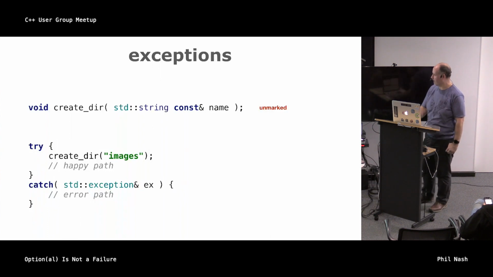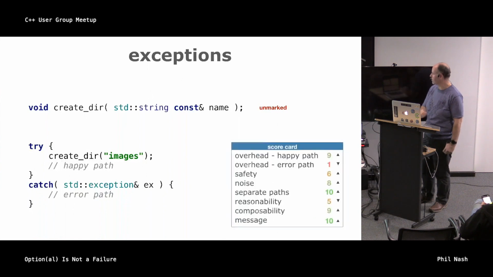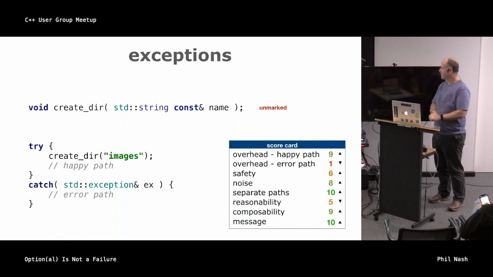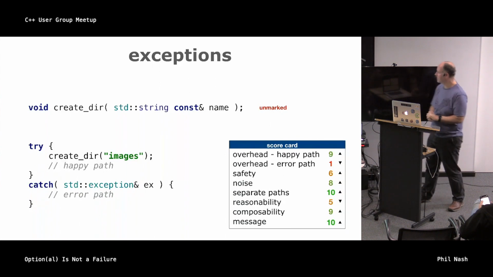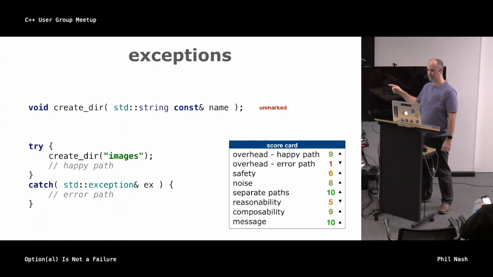Usage code is familiar, I'm sure, so I won't go into that. Just have a look straight at the scores. And the overhead on the happy path is really good. That's what it's optimized for. But the overhead on the error path is abysmal. And in fact, this score between 1 and 10 doesn't really capture it. Maybe more like a 0.1. And we'll get into some more figures in a minute.